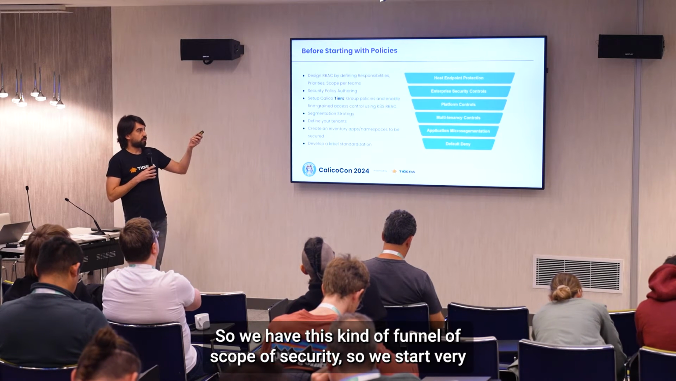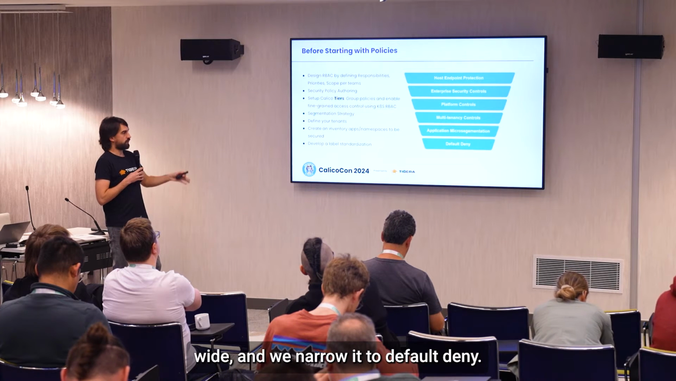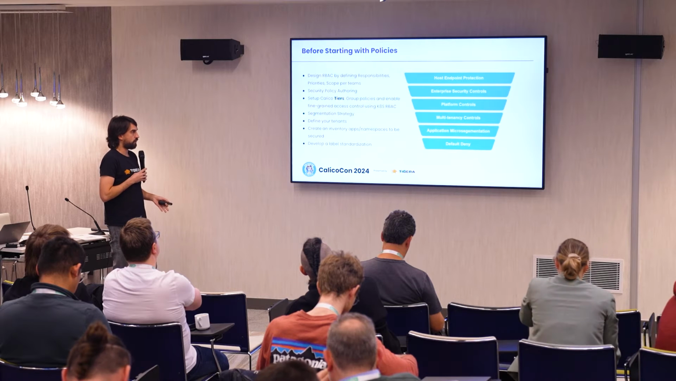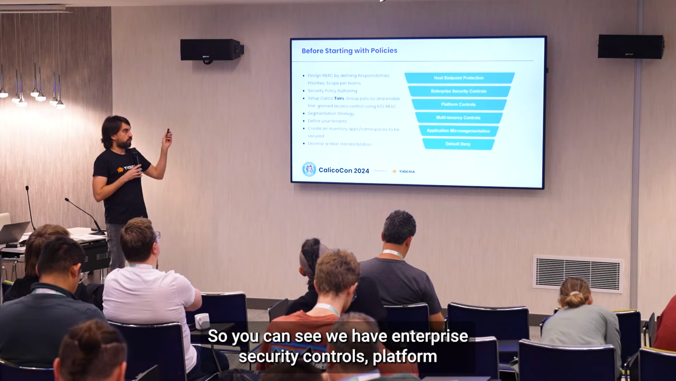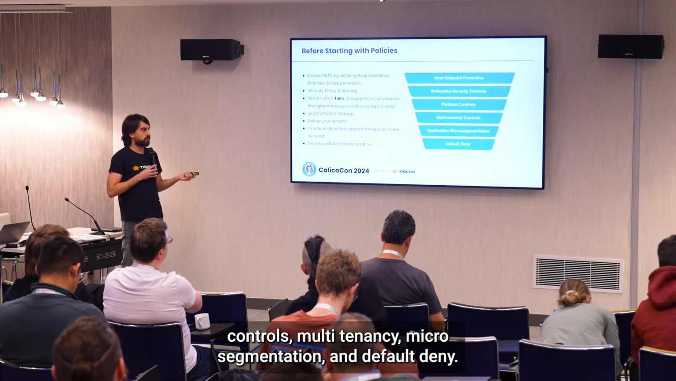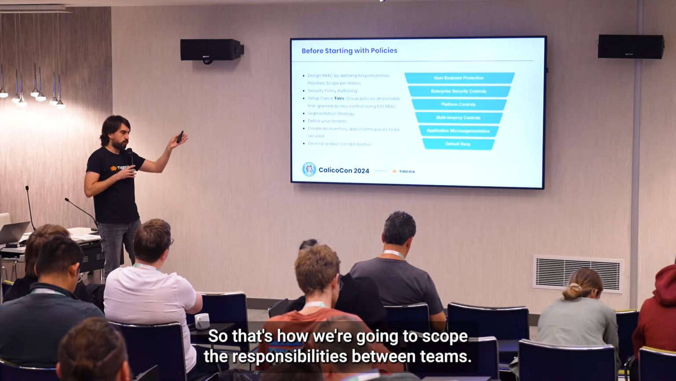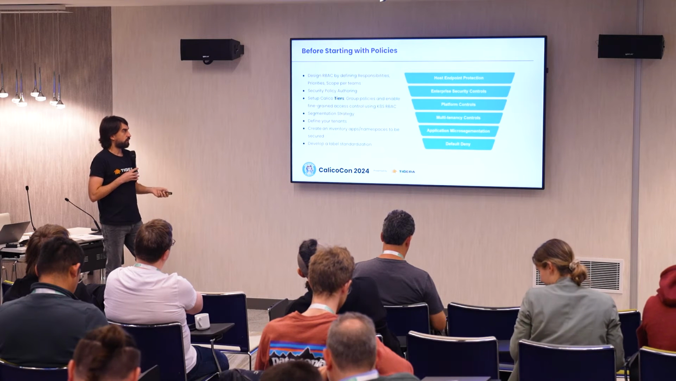So we have this kind of funnel of scope of security. We start very wide, and we narrow it to default deny. You can see we have enterprise security controls, platform controls, multi-tenancy, micro-segmentation, and default deny. That's how we're going to scope the responsibilities between teams.